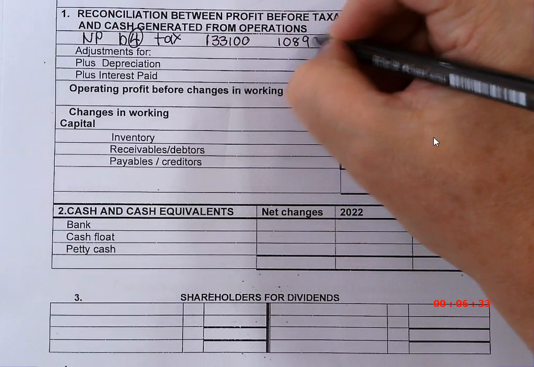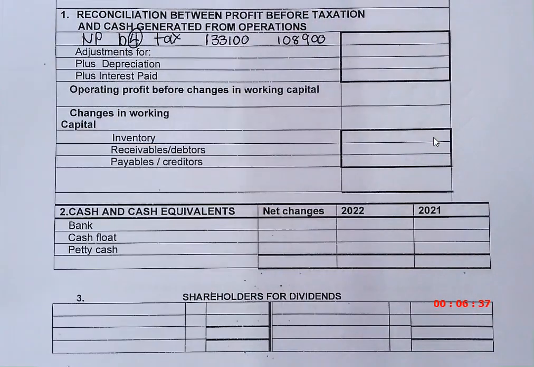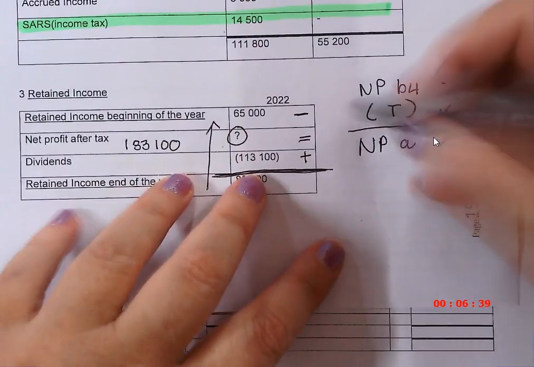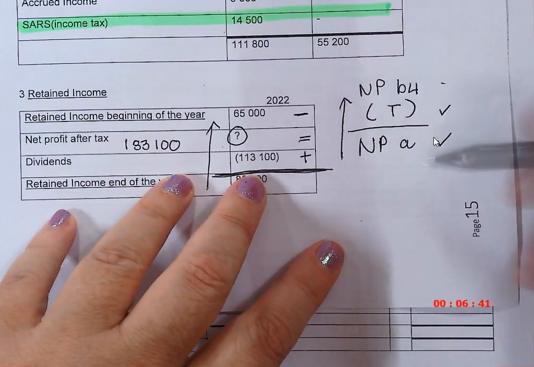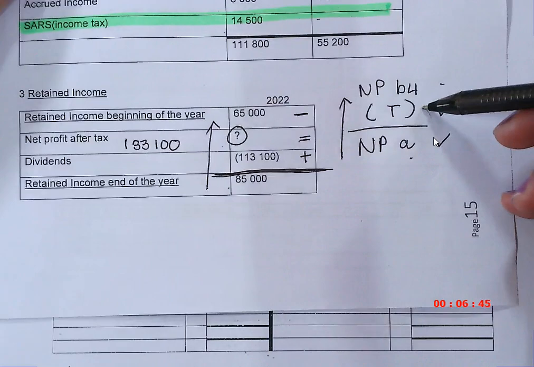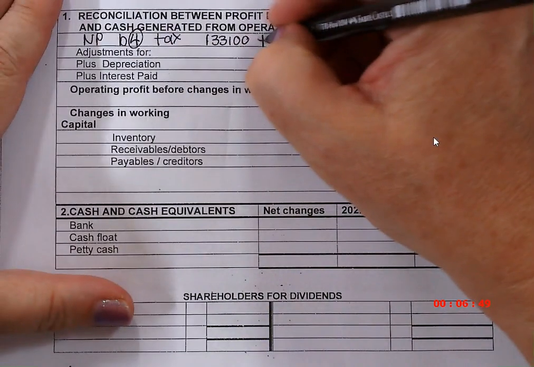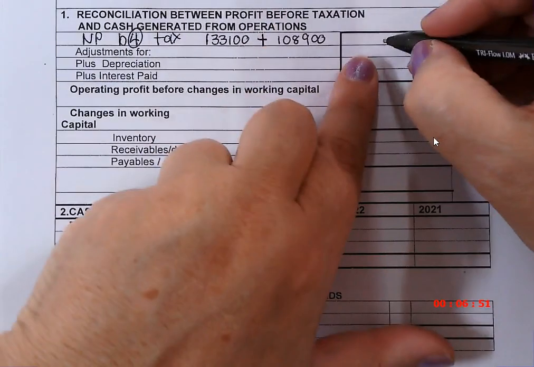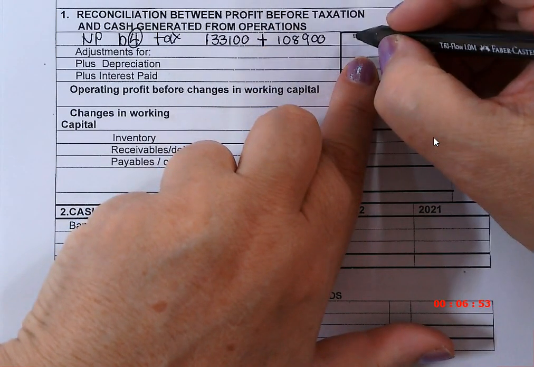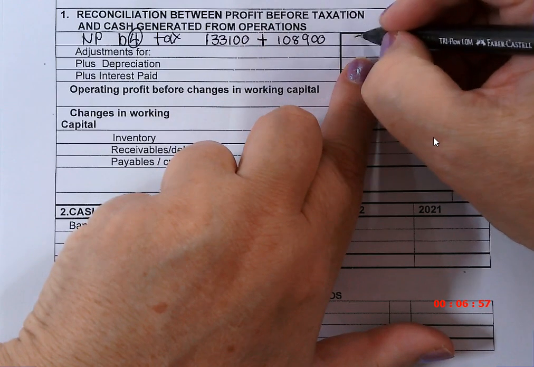Now my question is, am I going to plus or minus? Remember, I'm reversing, so net profit after tax, reversing. Am I going to add or minus the tax? I'm going to add the tax. And that gives me what? 242.